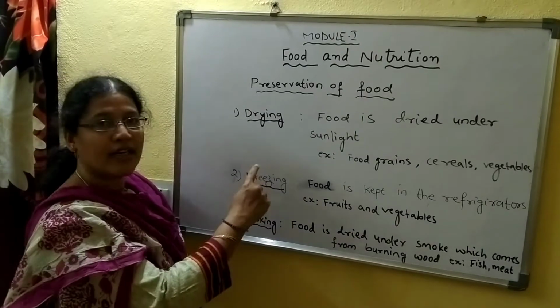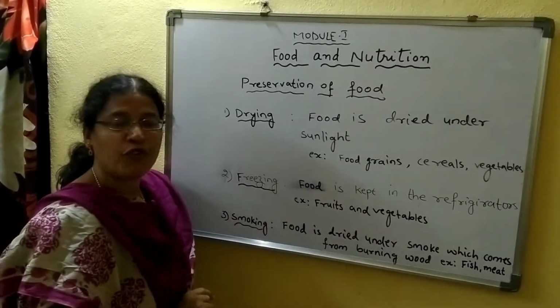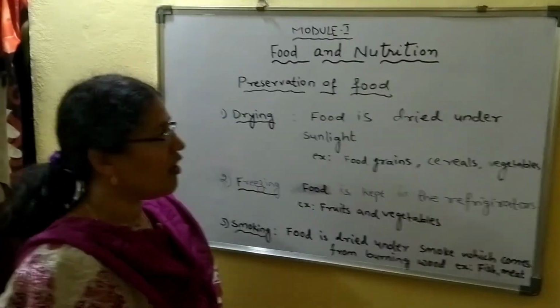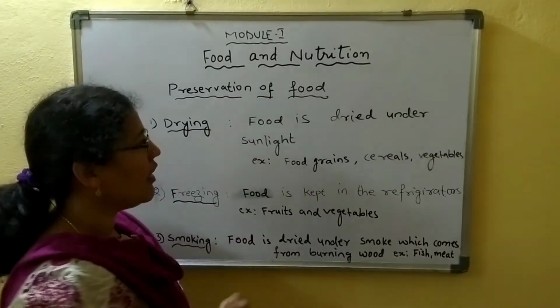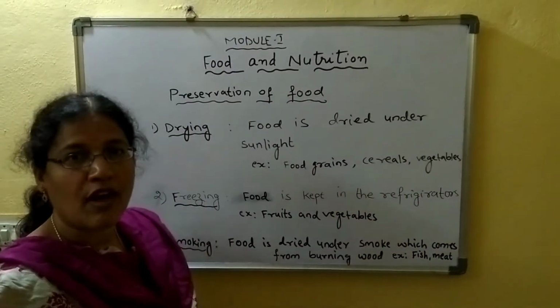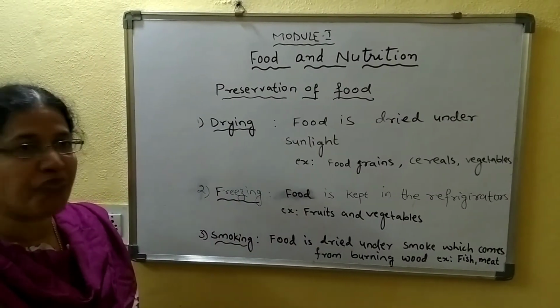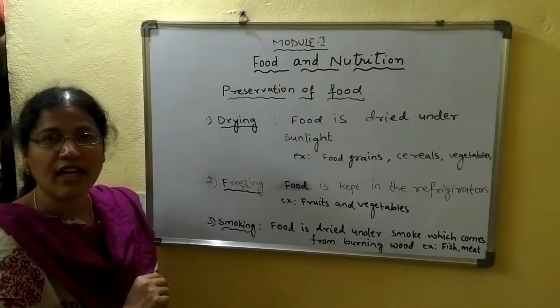Drying. Here the food is dried under sunlight. For example, food grains. All food grains are dried under sunlight. Next, cereals. Okay, and then vegetables also. We make some vegetable flakes, which are dried under sunlight.